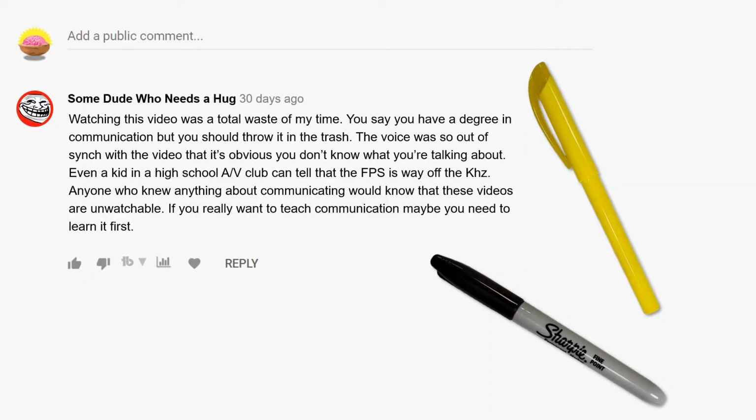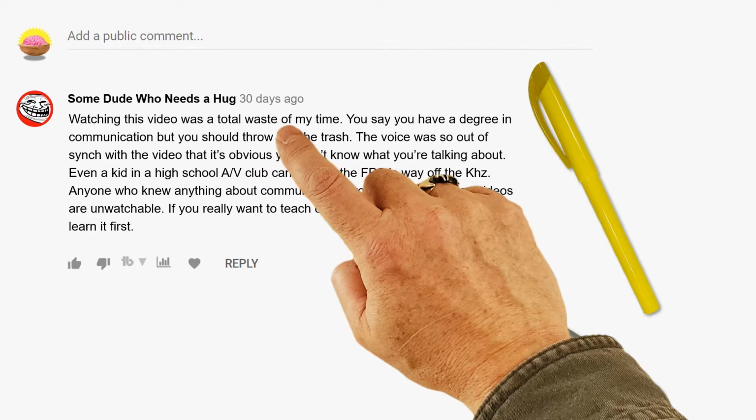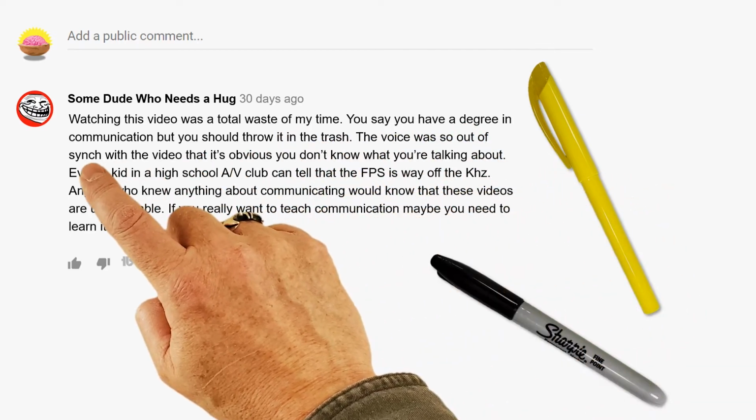All right, so let me show you what I mean by looking at the comment that I received. So I'm going to scan it really quickly. All right, total waste of your time, throw my degree in the trash. All right, voice out of sync. If I'm going to teach communication, I ought to learn it first. All right, great, done. That's it. I don't need to read anymore. I'm not going to go into detail on this. I get the gist of what they're saying. Yes, I want to go deeper eventually, but not now. That was just the vaccine.